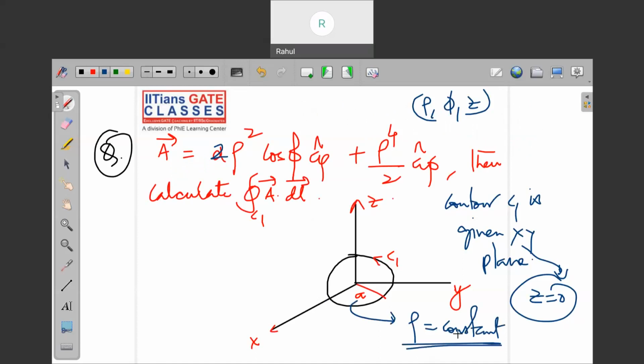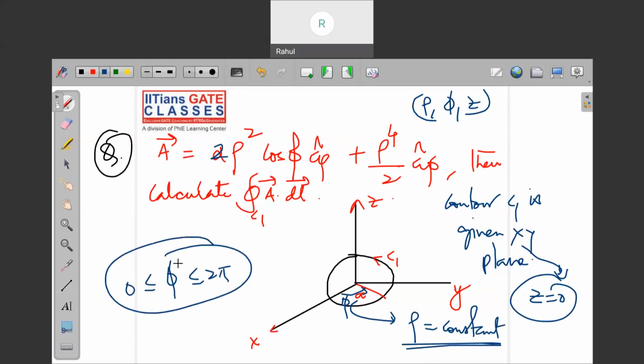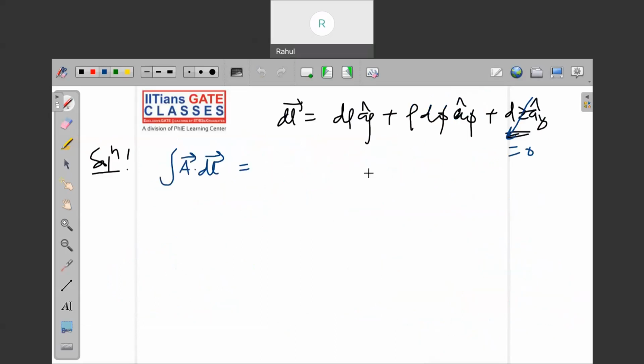So what is varying? The varying is only phi, right? You can say this is phi. So phi is varying. And what is the limit of phi? As we know, the limit of phi is 0 to 2 pi. So you can see here, when rho is constant, then the d rho component will be 0, right? This guy will also be 0 only, right?